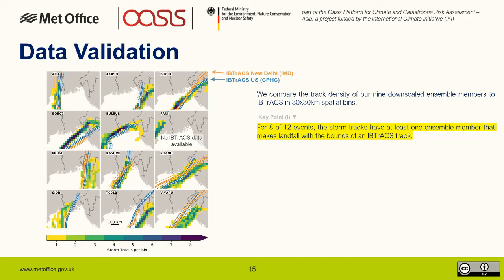And here we see that across all 12 events, 8 of the 12 have at least one regional model ensemble member with a track that makes landfall within the bounds of the IBTrACS tracks data. Notable exceptions to this are Viaru, BOB07 over here, and TC01B down here. Also noting that there's currently no track data available for Cyclone Fanny here.